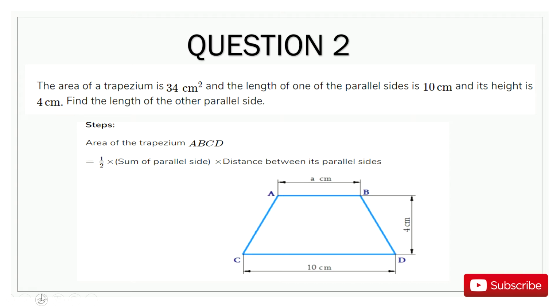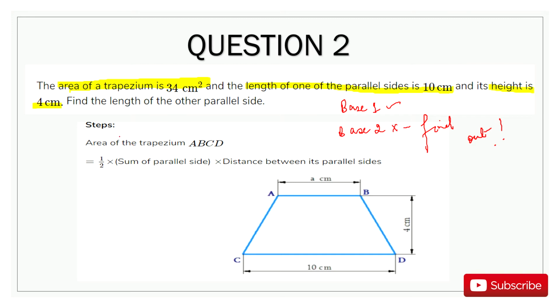Now here again we have a trapezium. The area of the trapezium is given to you as 34 centimeter square. The length of one of the parallel sides is 10 centimeter and the height is given to you as 4 centimeters. They are asking you about the length of the other side, that is, base 1 is known to us, but we do not know base 2. So we have to find this base 2.